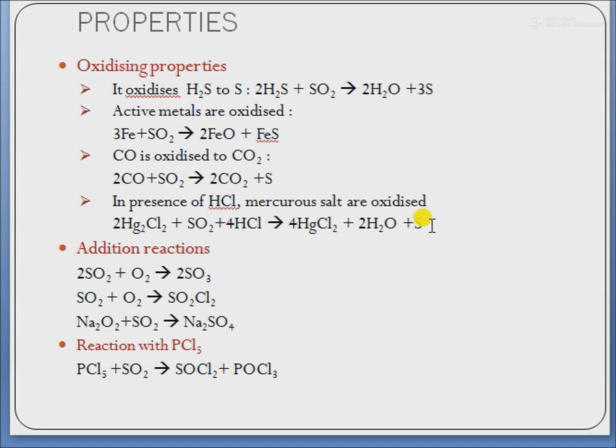Addition reactions. It combines with oxygen in presence of platinized asbestos at 723 Kelvin or in presence of vanadium pentoxide at 773 Kelvin to form sulfur trioxide. SO2 plus O2 gives 2SO3, sulfur trioxide. It reacts with chlorine in presence of charcoal as catalyst to form sulfuryl chloride. SO2 plus Cl2 gives SO2Cl2 in presence of charcoal. It combines with sodium peroxide to form sodium sulfate. Na2O2 plus SO2 gives Na2SO4.